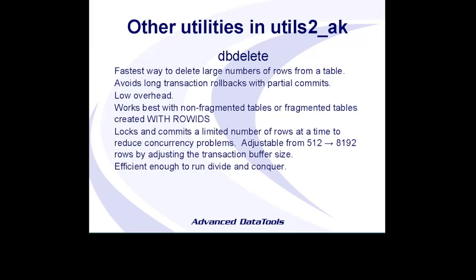It locks and commits only a small number of records at a time. You can adjust that by adjusting the size of the buffer that it fetches, the number of records anywhere from 512 to 8,192, because the maximum buffer size that you can set right now is 32K. And it's efficient enough that you can divide and conquer, break your table up into fairly independent blocks of row IDs, and run multiple DB deletes to clean the table up very, very fast.